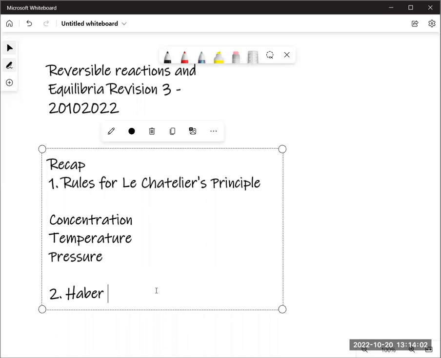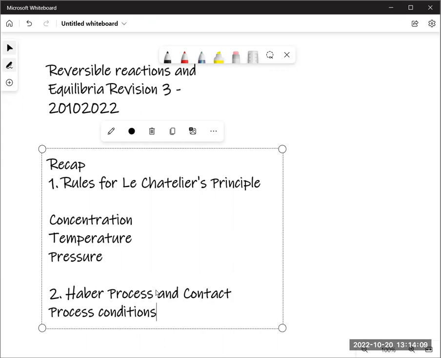Haber process and contact process conditions.